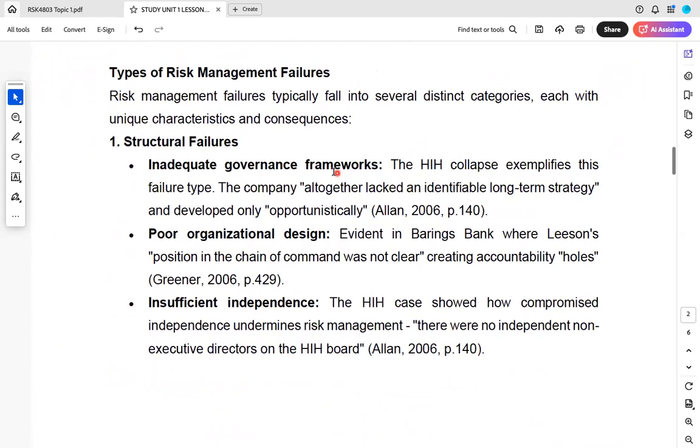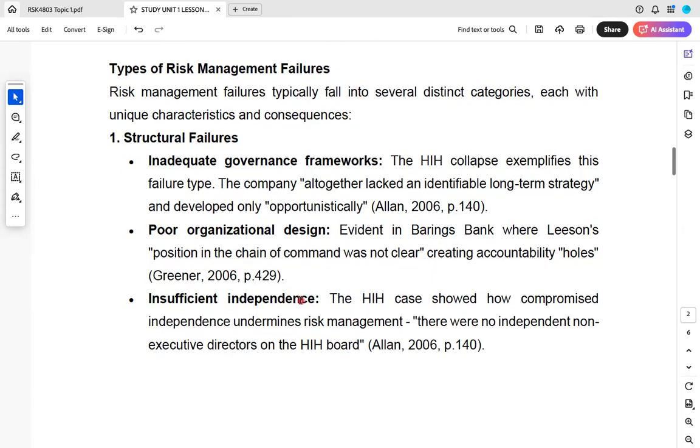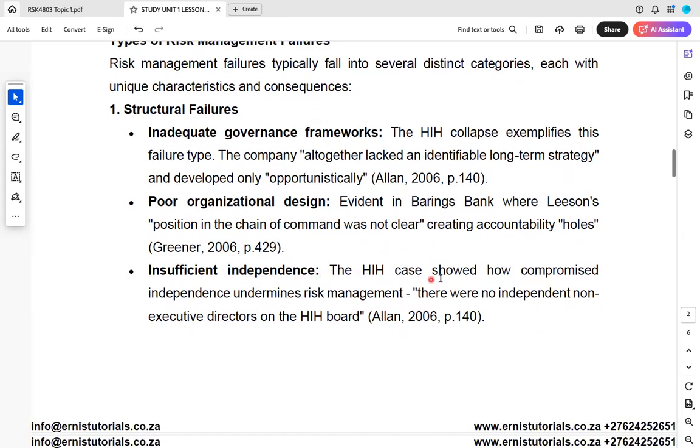For example, in the case study by Alan on the HIH insurance company collapse, we had inadequate governance frameworks. This was a structural failure. At Barings Bank, we had poor organizational design because Leeson had no accountability. So the organizational design of the company was quite something else. There was also insufficient independence at HIH Insurance, right?